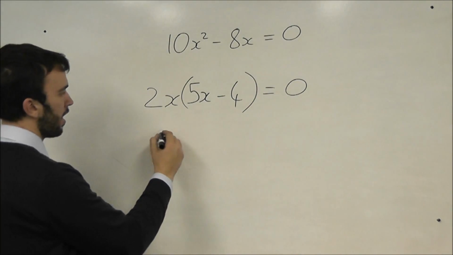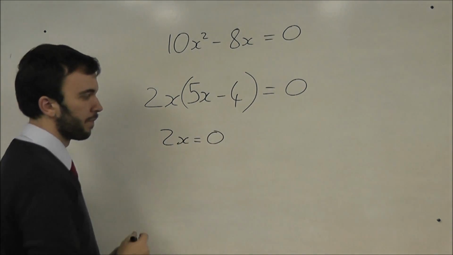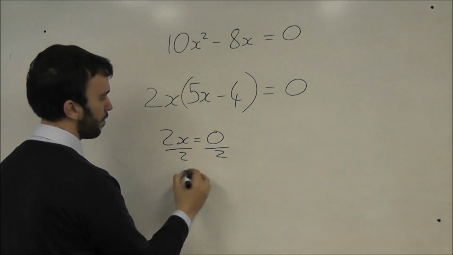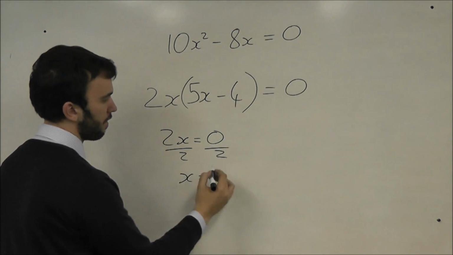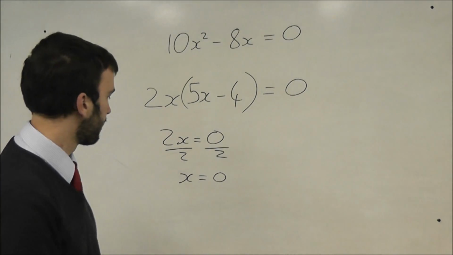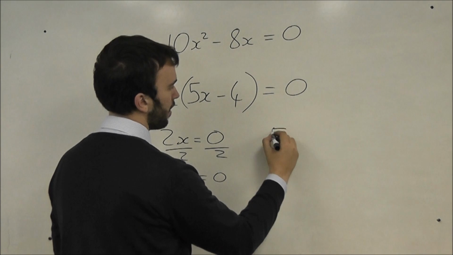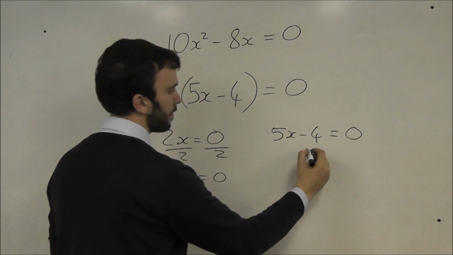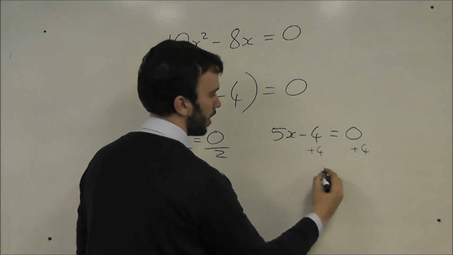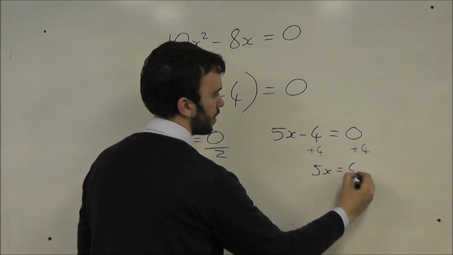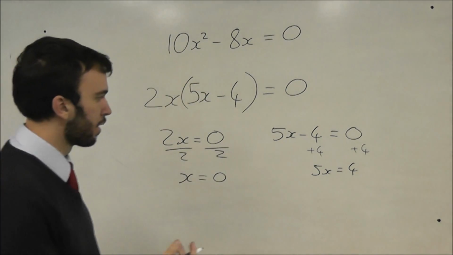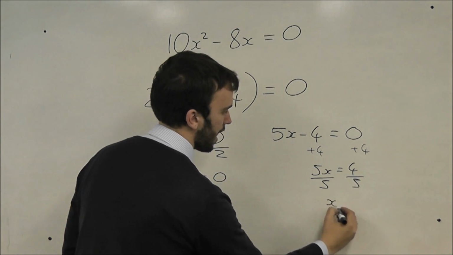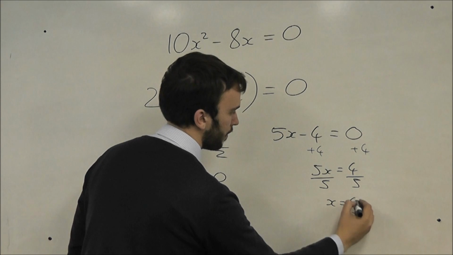So let's do that. If 2x equals 0, then I divide through by 2, and I'll end up with x is equal to 0, because 0 divided by 2 is just 0. Let's have a look at 5x minus 4 is equal to 0. I can add 4 to both sides, and I'll end up with 5x is equal to 4. Then dividing through by 5, I will end up with x is equal to 4 over 5.